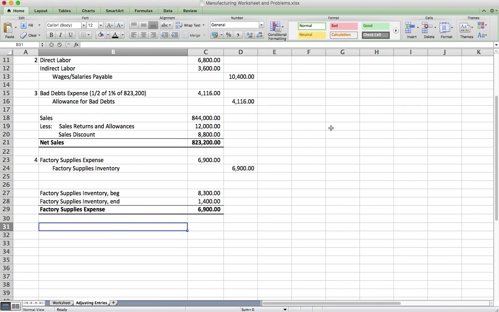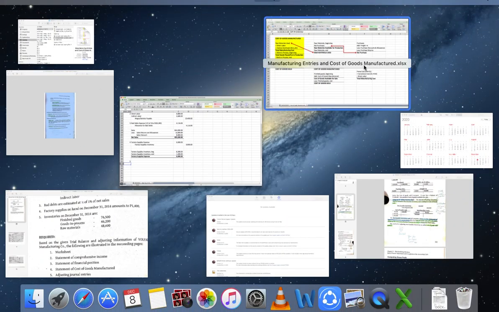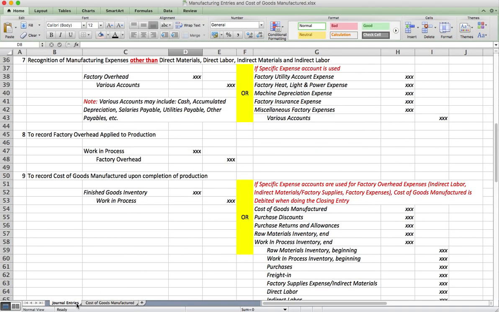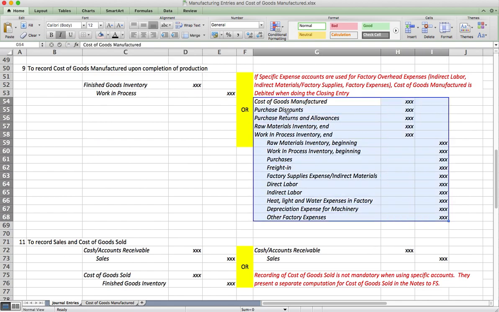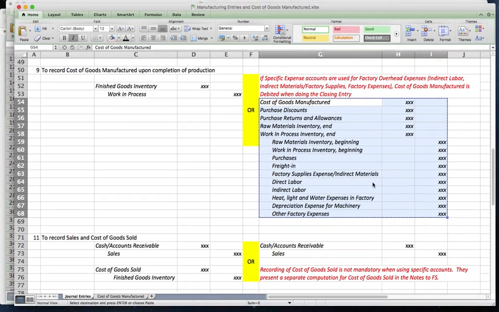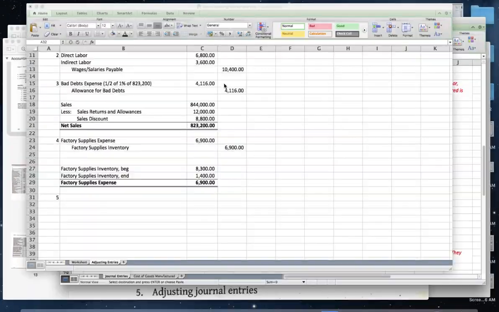Naalala niyo ba yung ginawa natin ng isang araw? Lagay tayo dito number 5, for cost of goods manufactured. The entry. Ayun. So, gamitin natin ito. This is just a pro forma entry, class. Hindi ito pare-pareho sa lahat ng company, but this can serve as your guide, especially sa mga quizzes and exams.